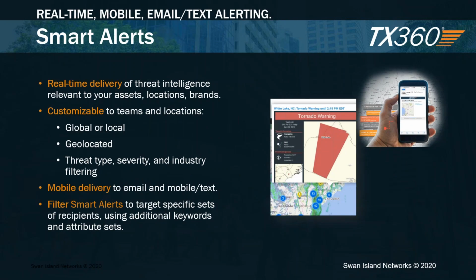Now, smart alerts are where the incoming intelligence becomes actionable for your organization. Smart alerts deliver information according to your unique profiles and settings, monitoring your specific geospatial assets, locations, and brands, and they're sent in real time to text and email. These are totally customizable to teams and locations, and they range from global to hyperlocal. And they can be filtered by threat type, severity, and industry. And they can also be set up to target specific sets of recipients. This can be done using keywords as well as category and attribute sets.